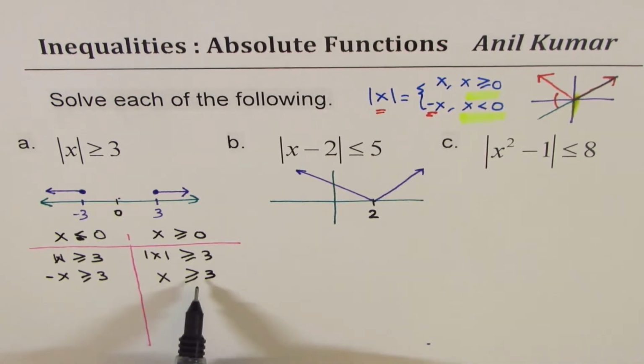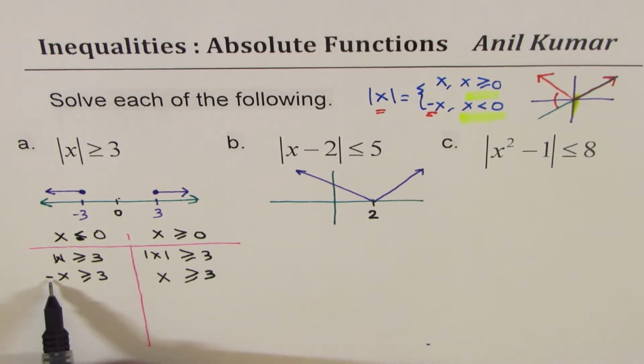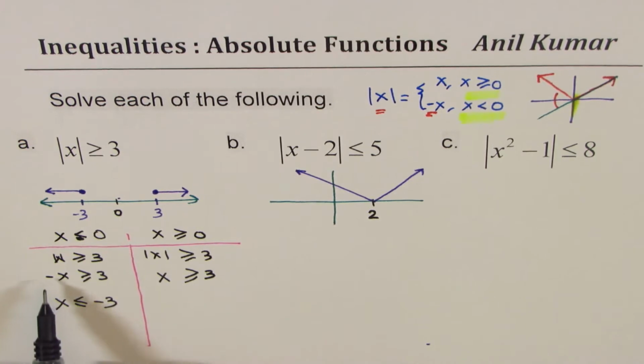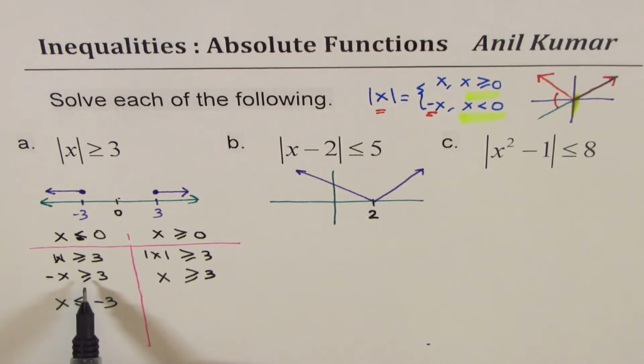So there you get a solution. We are trying to say here that x is greater than or equal to 3. Now in this case, if I multiply by minus 1, I get x will be less than or equal to minus 3. So whenever you multiply by a negative, the inequality sign also changes. Does that make sense to you?